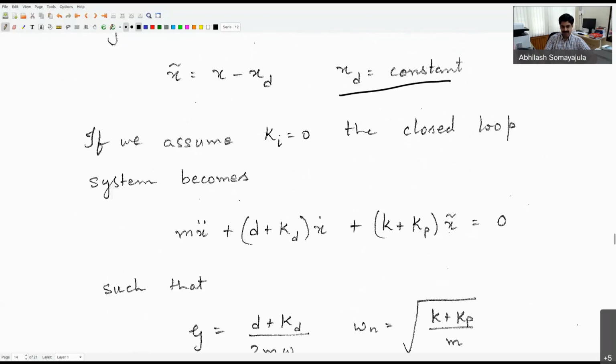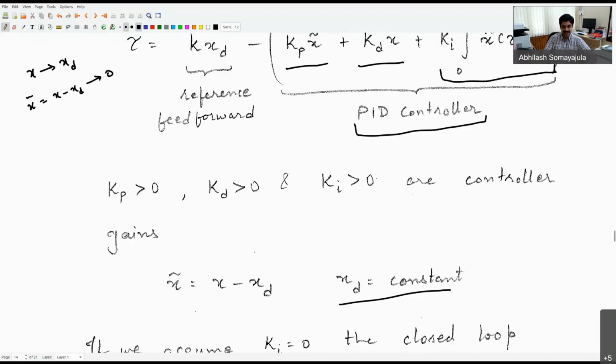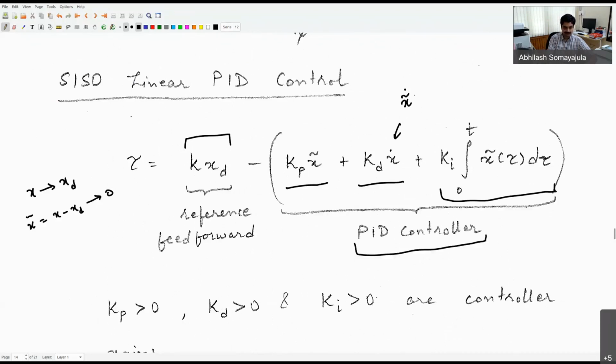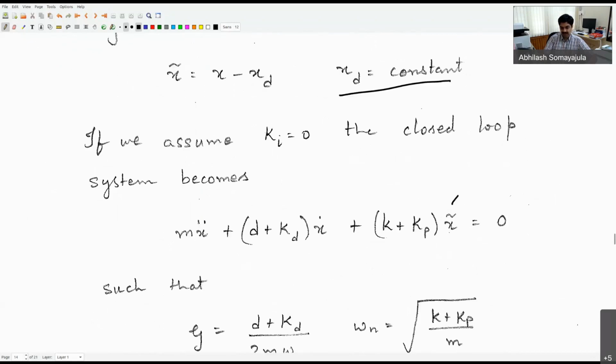Okay, for simplicity, let us assume that for now ki is equal to 0, which means the integral component is 0. Then the closed loop system becomes m x double dot plus (d plus kd) times x dot plus (k plus kp) times x tilde is equal to 0. And you will now see that the reason why I wanted to put that k times xd in here is so that I can actually get this k plus kp times x tilde. Otherwise, it would have been k times x plus kp times x tilde. Right?